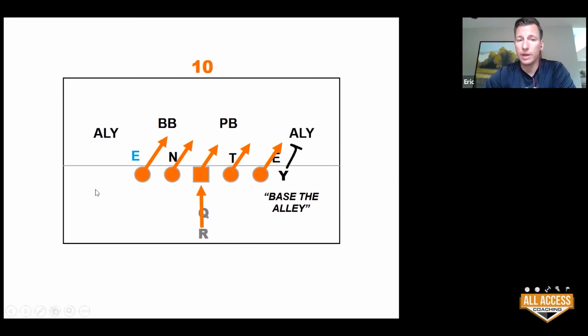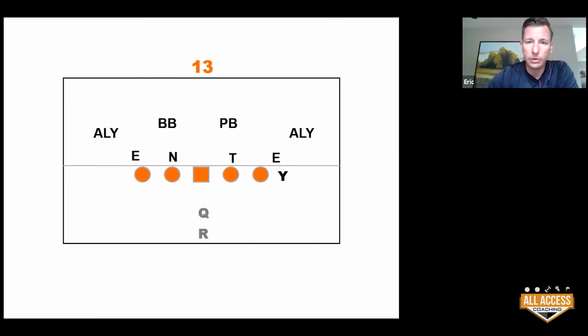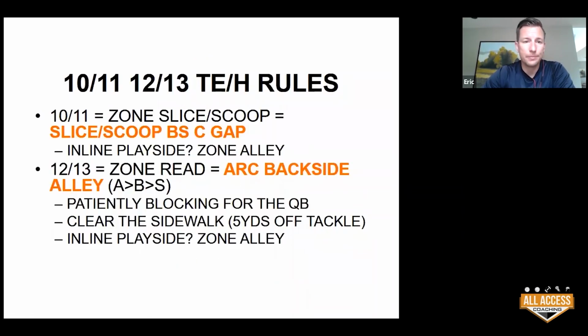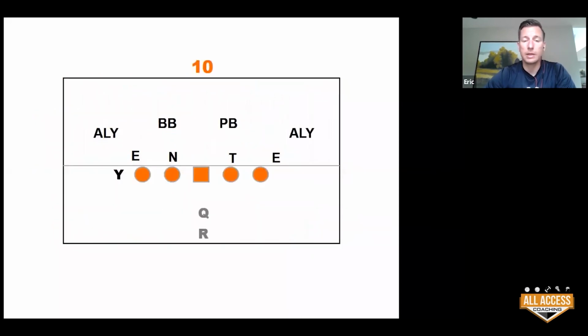Now, in this situation, we have a second tight end or someone backside to make sure that we handle that. Now, 13 for us is zone read, so the quarterback is going to handle the backside C gap. And so the tight end now is going to arc block to the alley. And again, we just give them these rules. So if you go back to these rules, 12, 13, you're now going to arc backside alley. We say ABS, alley backer safety, patiently blocking for the quarterback. So clear the sidewalk 5 yards off the tackle unless you're in line play side, then all you can do is zone base block the alley.